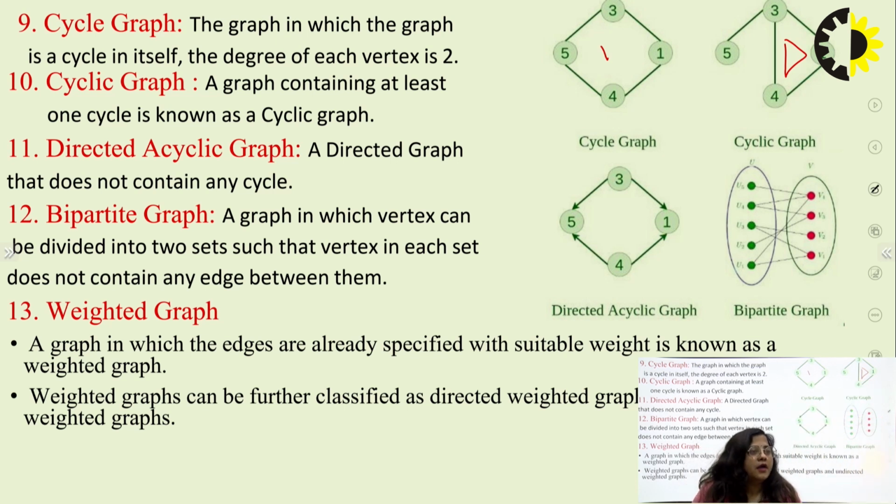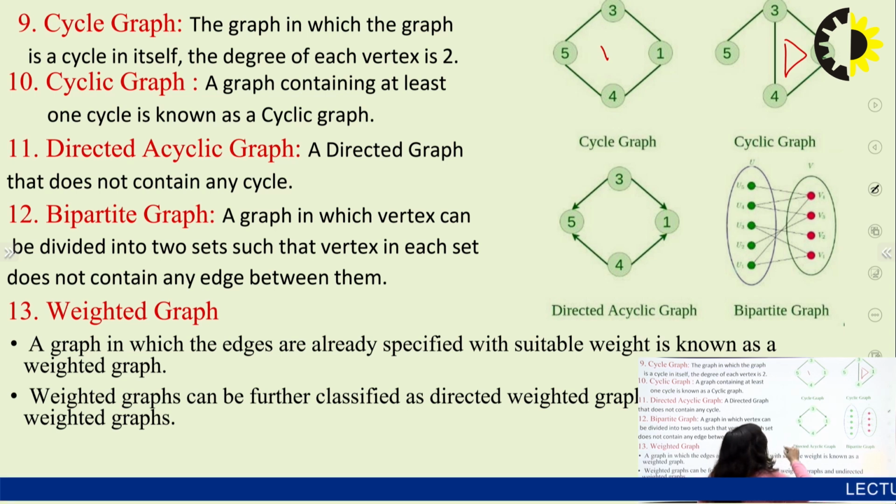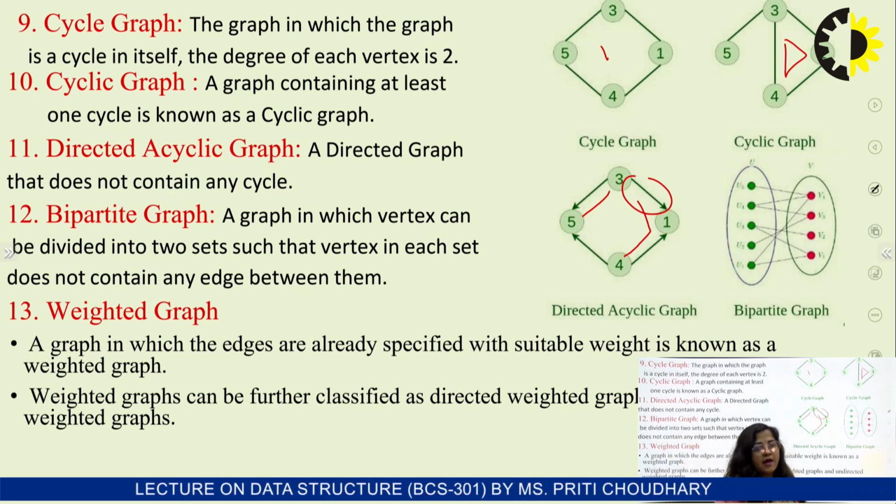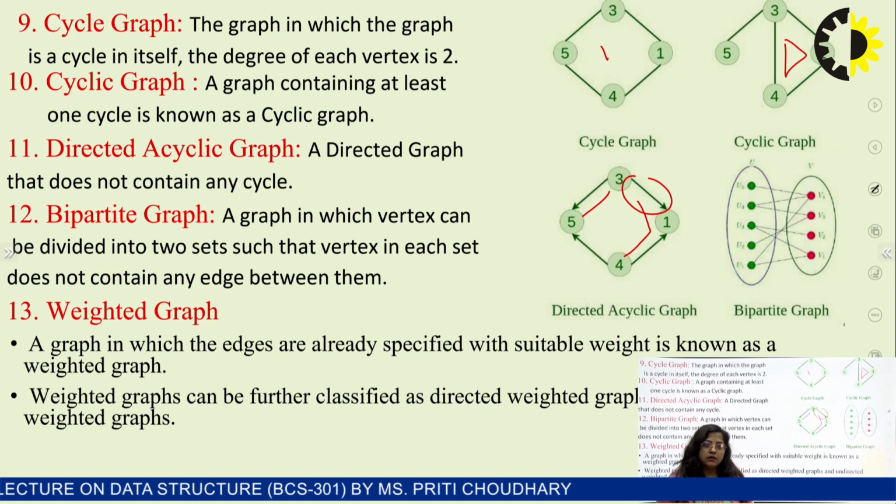Got it? Now we come to the directed acyclic graph. It is a directed graph, with directions given on the edges, that does not contain any cycle. Here no cycle is formed. If you want to move this way, you can't move back, and again here you can't move back. So a graph with directions in which no cycle is present is called a directed acyclic graph.